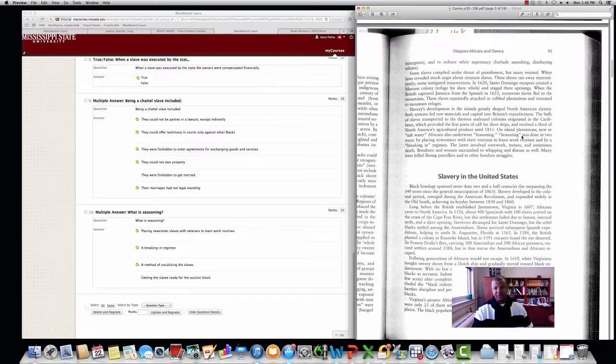And seasoning. Seasoning was done in two ways, and here are the answers: placing new slaves, here's the first one, and breaking in regiment. And it talked about it being a method of socializing the slaves. The quiz for this week actually came directly from the Gavin's reading. You are going to have to do the reading, so make sure you read carefully.